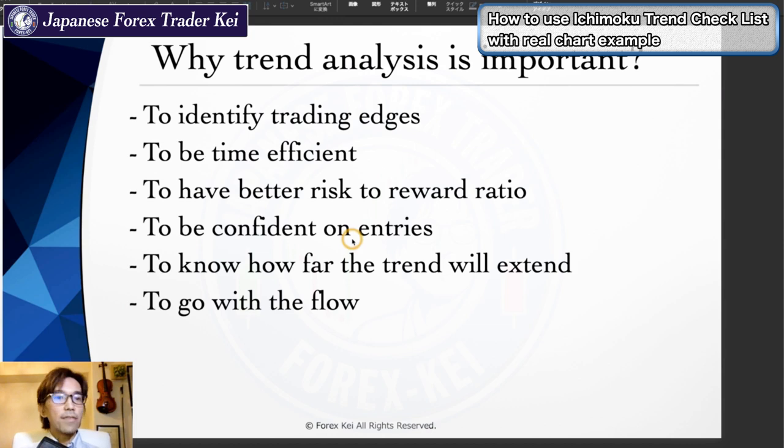The trend is very important because of these points, right? To identify the trading edges. When you know the trend, where it starts, then you will easily find the trading edge to buy or sell. But if you don't know where the trend is, then you cannot really look for the trading edge. What I mean by trading edge is the place where the stop loss can be minimized and the profit can be maximized. That's what I call the trading edge. And the possibility for the price to be going upwards or downwards is going to be relatively higher. And that is a trading edge.